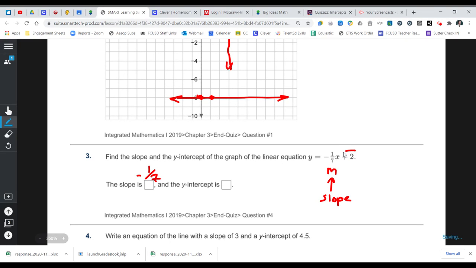Now it's mx plus b. B is for begin. B is the y-intercept, so we just put 2 here. Again, if you put 0, 2, you would be correct, but the computer would mark you wrong. I will fix that.